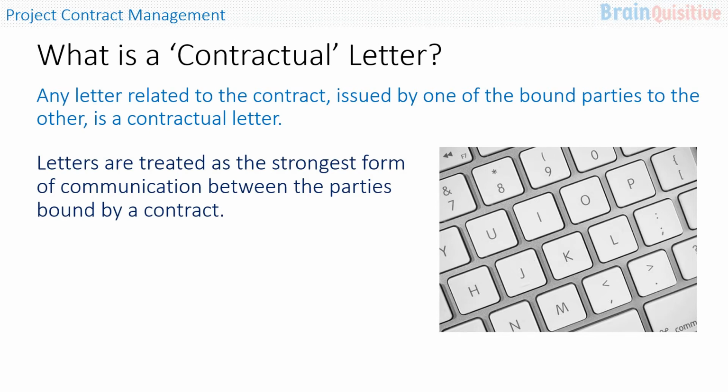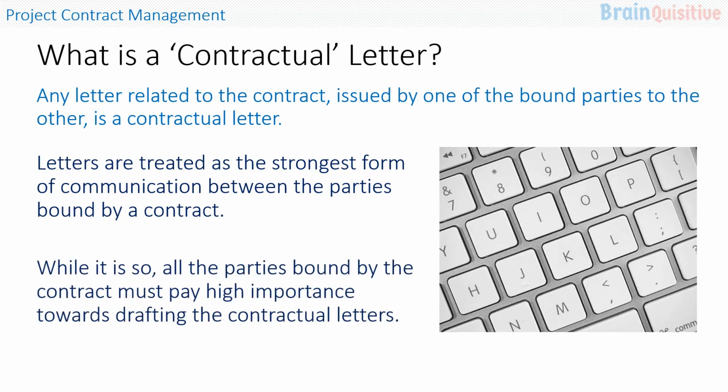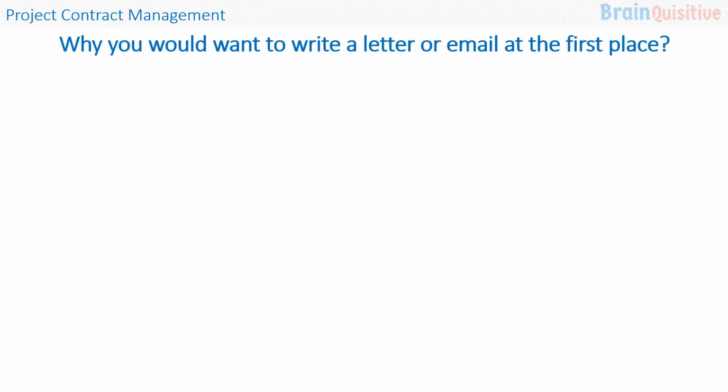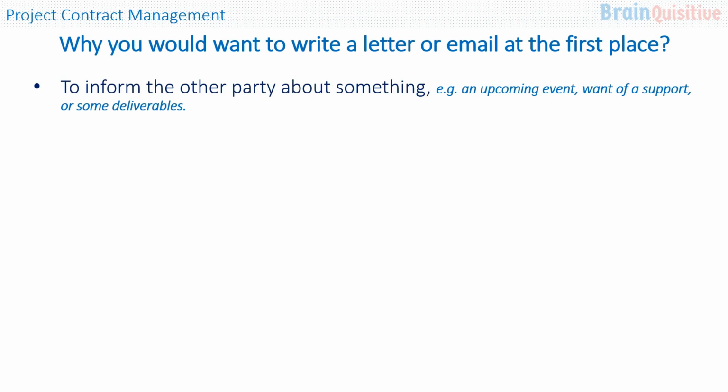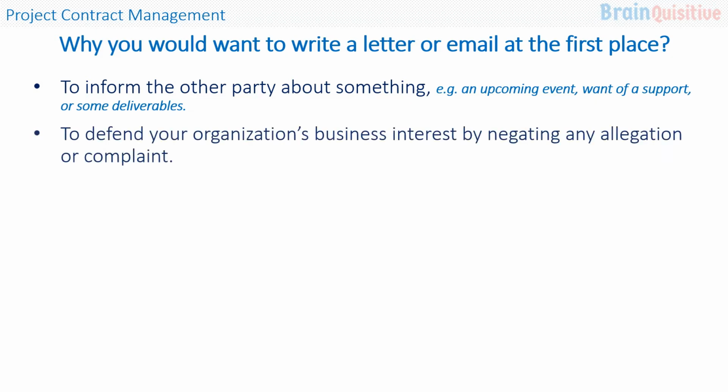Letters are treated as the strongest form of communication between the parties bound by a contract agreement. While it is so, all the parties bound by the contract must pay high importance towards drafting the contractual letters. Why would you want to write a letter or email in the first place? There are several reasons. It may be to inform the other party about something, as an example, an upcoming event, want of a support, or some deliverables by that party.